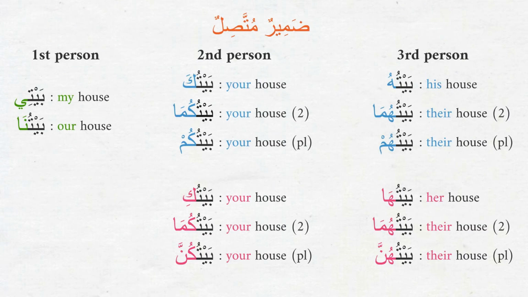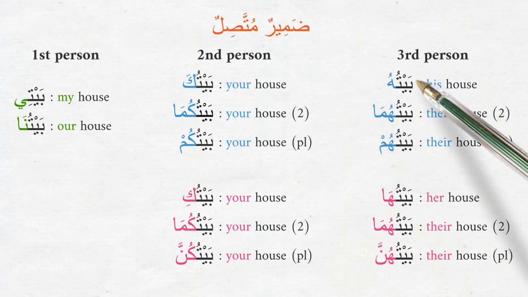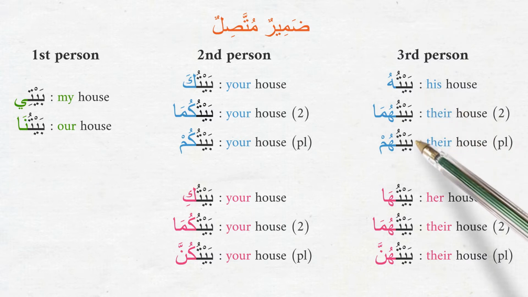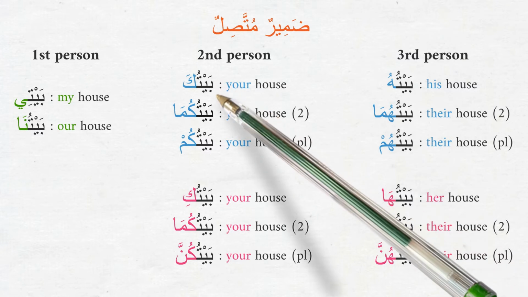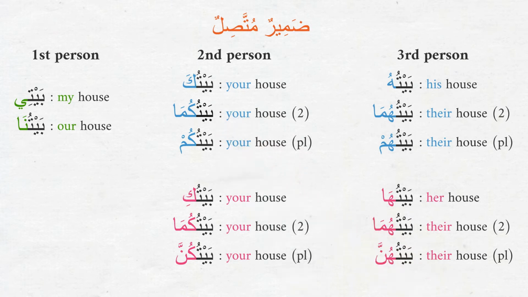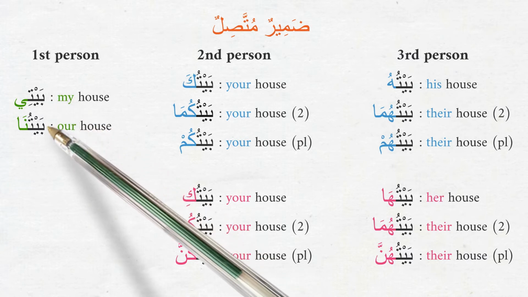Let's now review the dhomeer muttasil that we learned in the last video. We will go in the same order, but this time we will use them with the ism baytun. Let's read them together. Baytuhu, baytuhuma, baytuhum. Baytuha, baytuhuma, baytuhunna. Baytuka, baytukuma, baytukum. Baytuki, baytukuma, baytukunna. Bayti, baytuna.